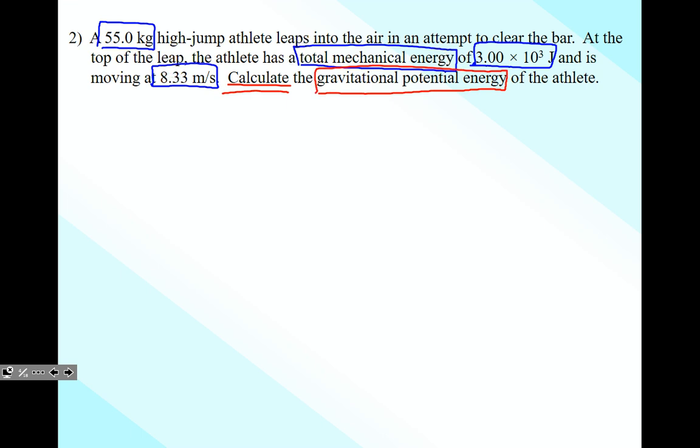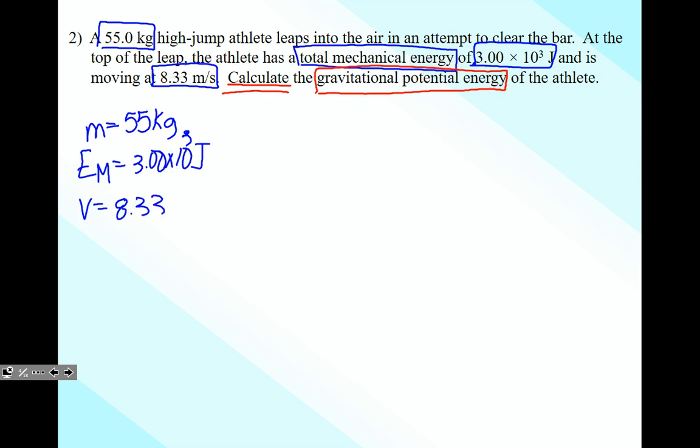I'm going to give you different ways of how to do this. I'll give it to you where I'm manipulating the formula, and I'll also go through some examples where I don't manipulate the formula, I just use algebra, because algebra is our friend. Either way, we're going to write down what we know. Our mass is 55 kilograms. Our EM, which is given to us, is 3.00 times 10 to the power of 3 joules. We also know our speed, 8.33 meters per second, and we're looking for our potential energy.